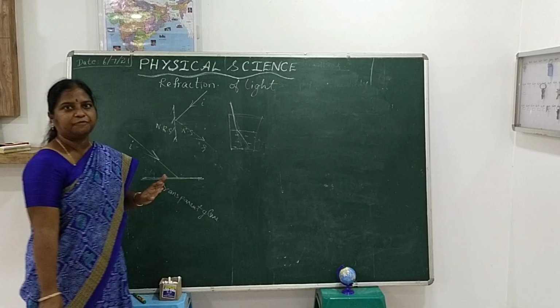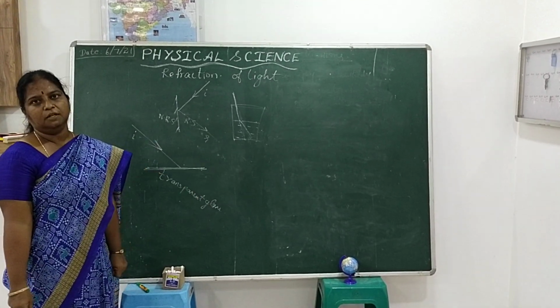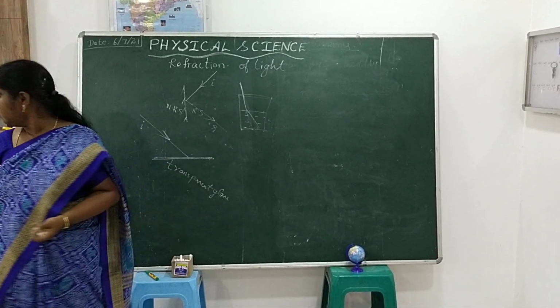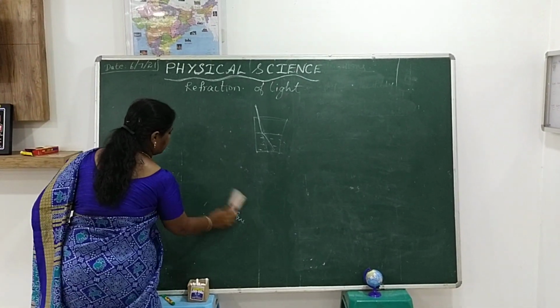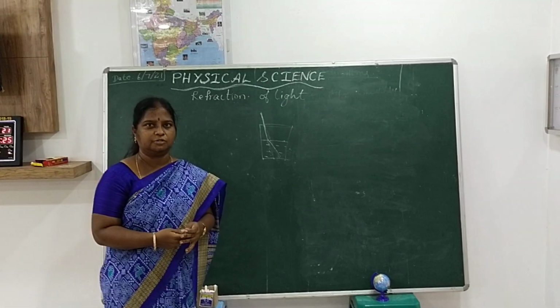Refraction of light. Due to refraction of light, you can see the bending of the pencil or the bulging of the lemon. Right? Now, at home you can do a simple magic also.